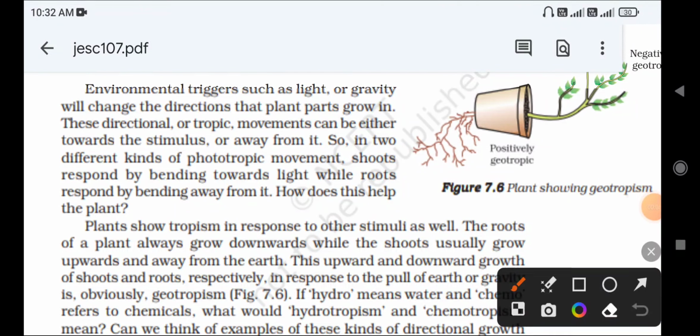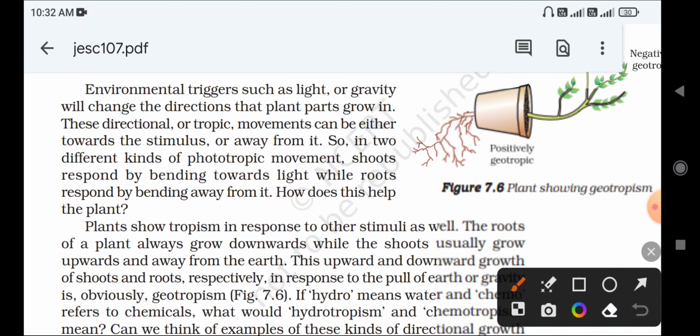Welcome to Desai Academy of class 10th, chapter number 7, Control and Coordination. Okay, next topic will come: movements of plants towards stimulus.